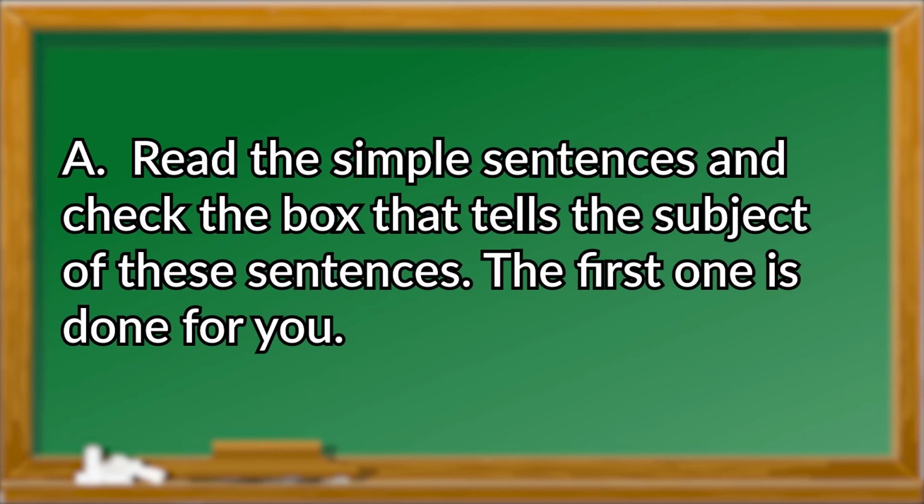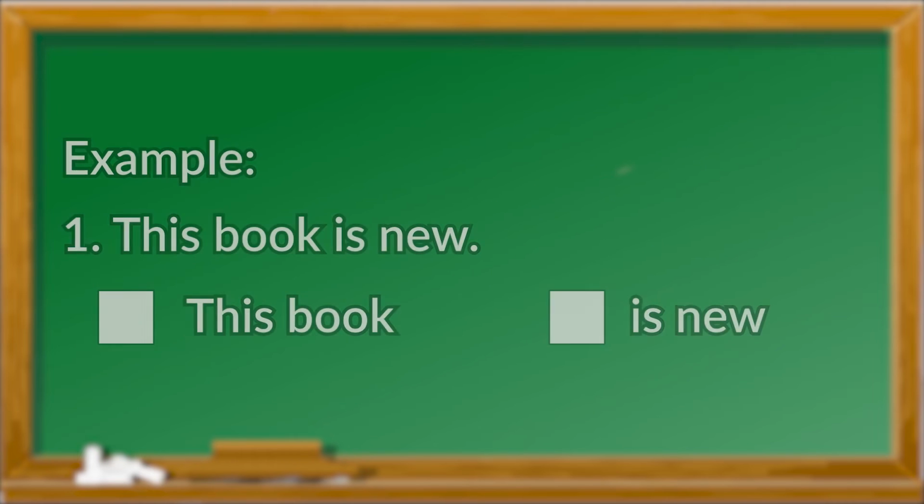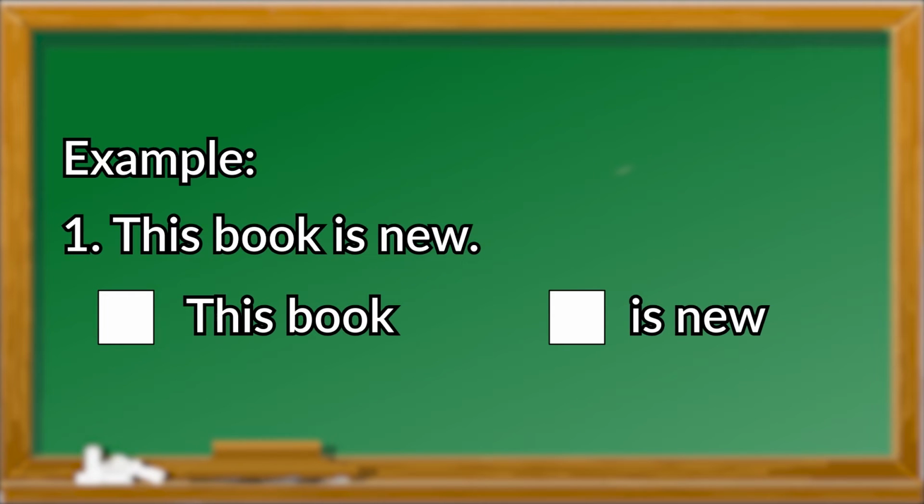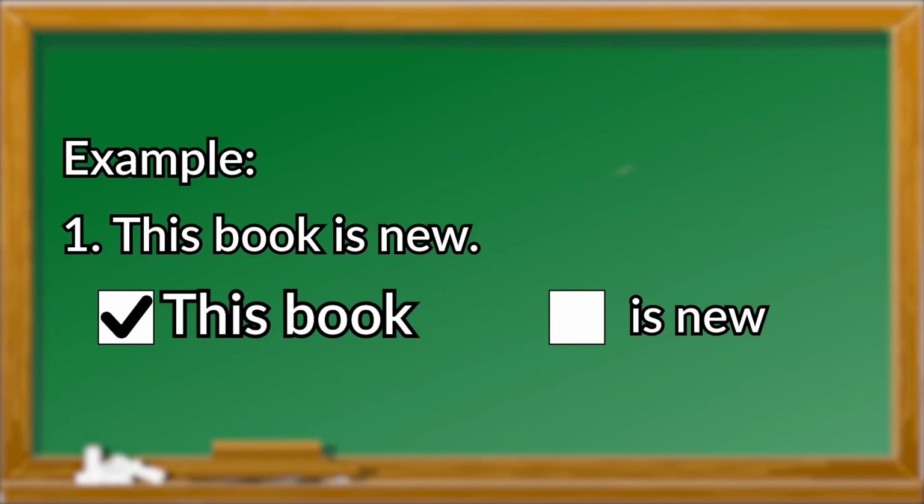For letter A, read the simple sentences and check the box that tells the subject of these sentences. The first one is done for you. Example, this book is new. On the first box, this book. On the second box, is new. Now ask yourself, what is new? You're right, this book. So the subject is this book. And you're going to check that.